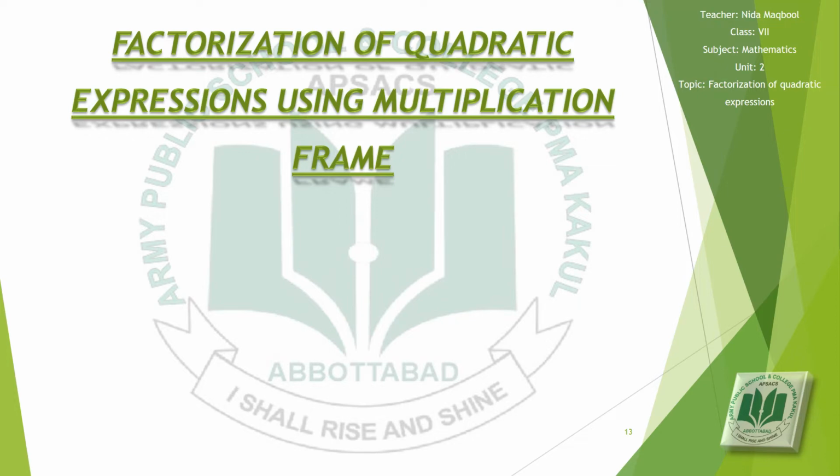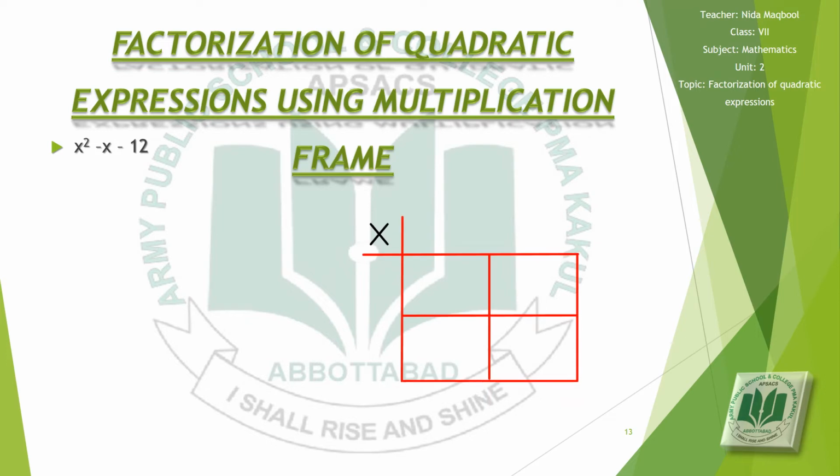To understand this concept better, let's consider another expression, x squared minus x minus 12. Again following the same steps, first, we will draw multiplication frame, then placing x squared in the top left corner and minus 12 in the bottom right corner of the multiplication frame. Now, considering the factors of x squared, that are x and x.